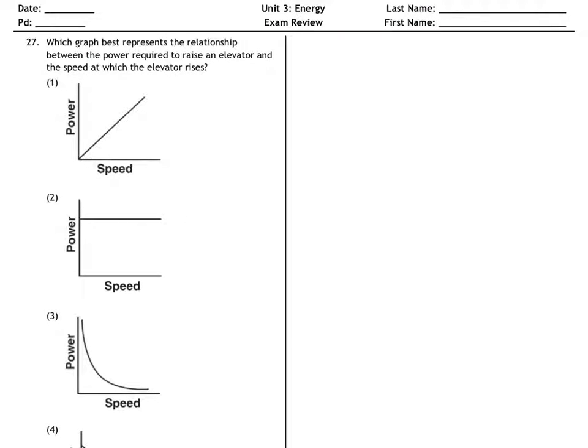So which graph best represents the relationship between the power required to raise an elevator and the speed at which the elevator rises? I remember there was an equation, power is force times average speed, so assuming that the elevator's weight isn't changing, then we're just going to notice a direct relationship between power and speed. Which also seems to indicate that choice 1 is our best answer, being that it's a great graph to show direct relationships.